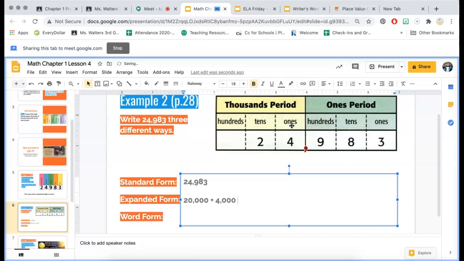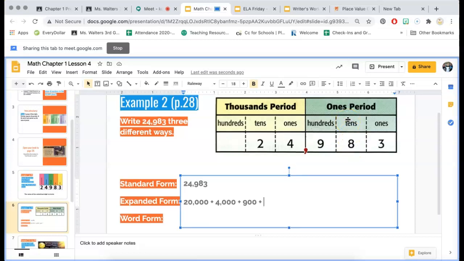And then I have 900s, so 900. And then I have 8 10s, so 8 times 10 is 80. And then I have 3 1s. So that is that number stretched out into expanded form so we can see the sum of each digit.